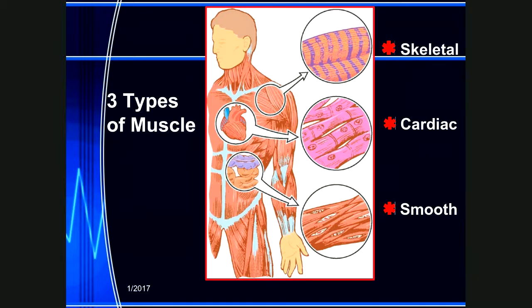The human body has three types of muscle that come with our body. We have skeletal muscle, also known as voluntary muscle. We have cardiac muscle, which is a special type of muscle. And then we have smooth muscle.